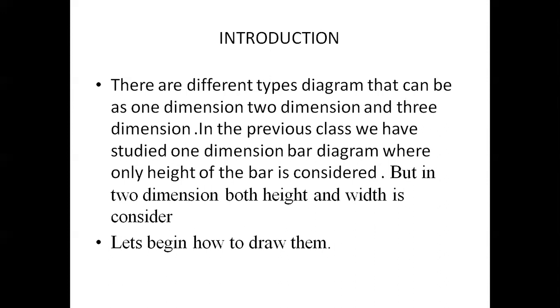So what is the difference between one dimension and two dimension? That must be identified first. In one dimension, we consider the height of the bar to make a difference between the bars. But in case of two dimension, both the height and width make a difference between the bars.